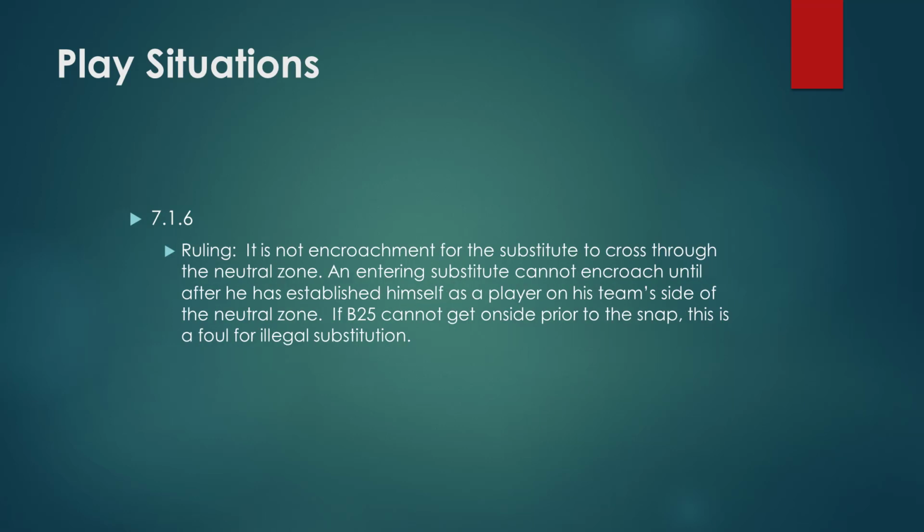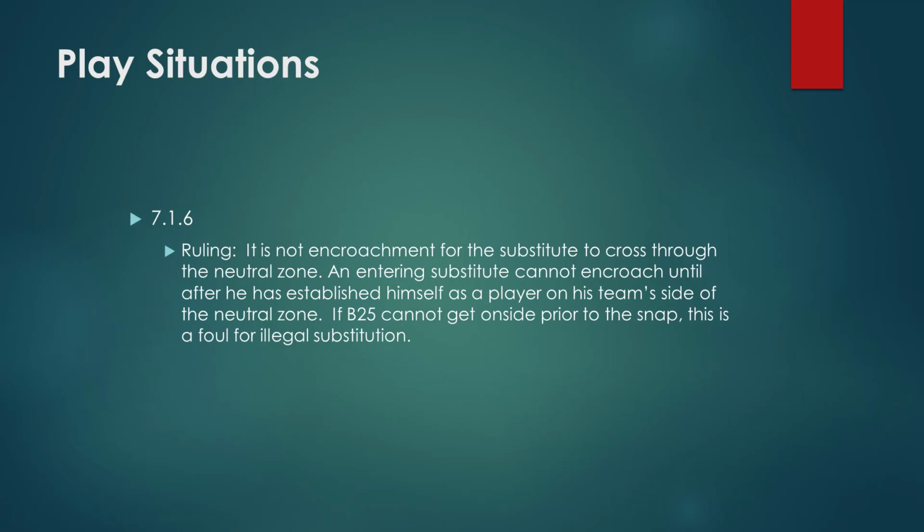It is not encroachment for the substitute to cross through the neutral zone. An entering substitute cannot encroach until after he has established himself as a player on his team's side of the neutral zone. If B25 cannot get onside prior to the snap, this is a foul for illegal substitution.